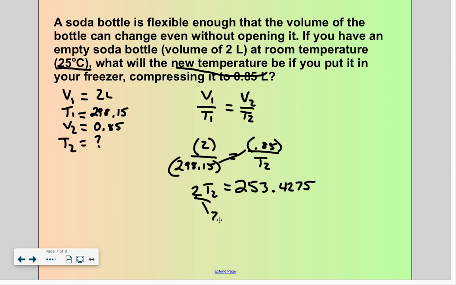So T2 equals 126.7. And this is temperature, and temperature for us was measured in Kelvin once we converted it, so that's in Kelvin too. So 126.7 Kelvin.